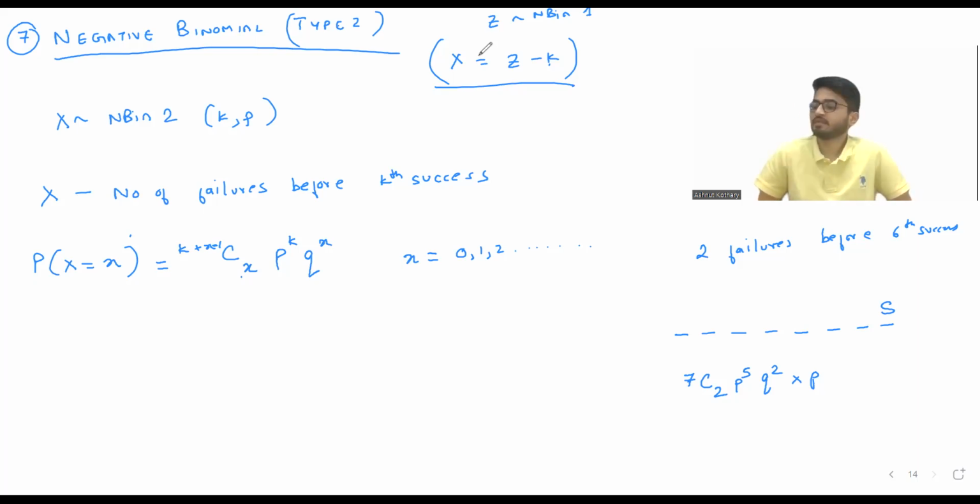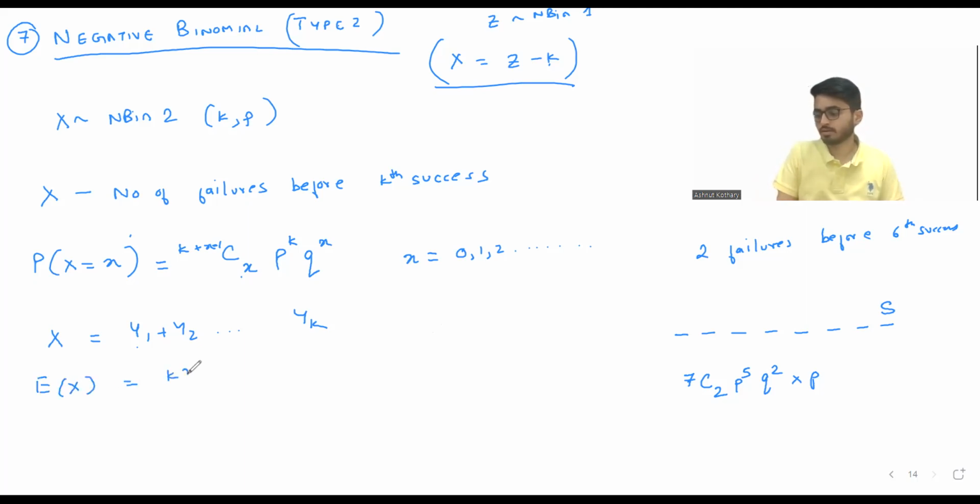Yes, we can have infinite failures before the kth success. And now again here we can express X as the number of failures before the first success plus the additional number of failures before the second success, and so on. So you can express negative binomial type 2 as a summation of independent and identical geometric type 2 random variables. And from there I can find the expectation of X. This will be nothing but KQ by P. Variance of X will be nothing but KQ by P squared.